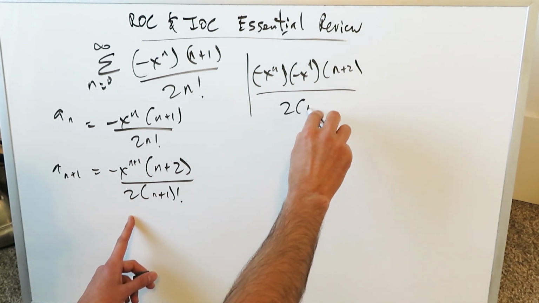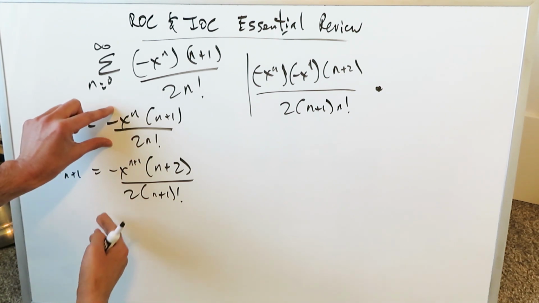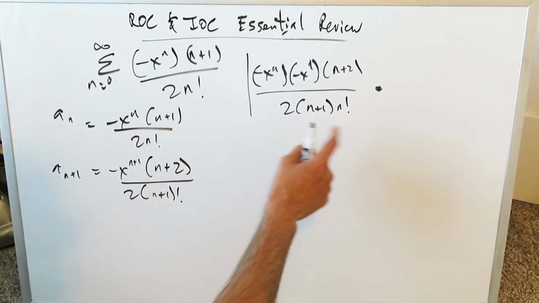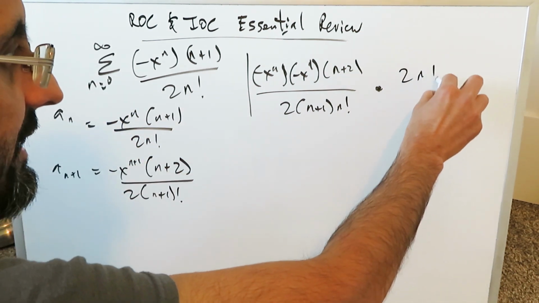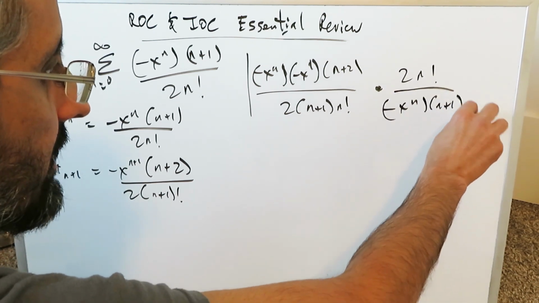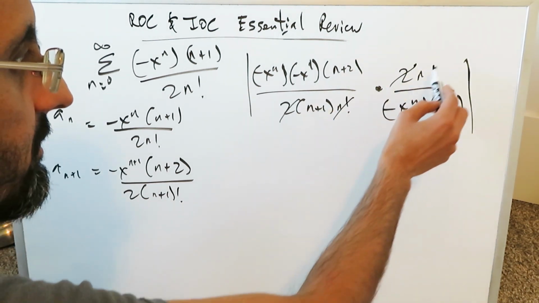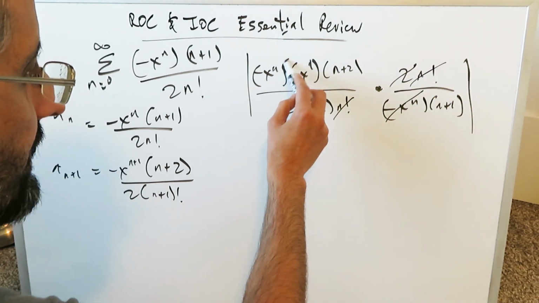You're looking at 2n plus 1 times n factorial multiplied by this. Remember, this would be a denominator, but it would undergo a reciprocal effect, and you would have exactly that come out. Minus x to the n, and then n plus 1. Close the absolute value. What cancels out? The 2 cancels out, the n factorial cancels out, the minus x to the n cancels out.